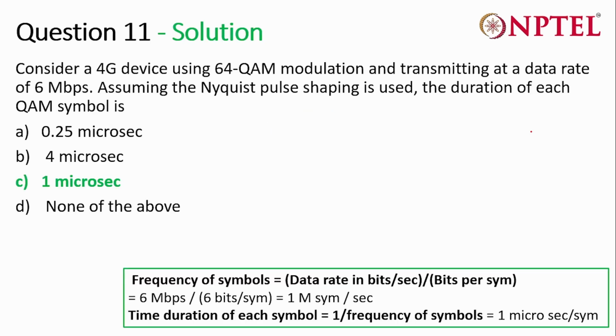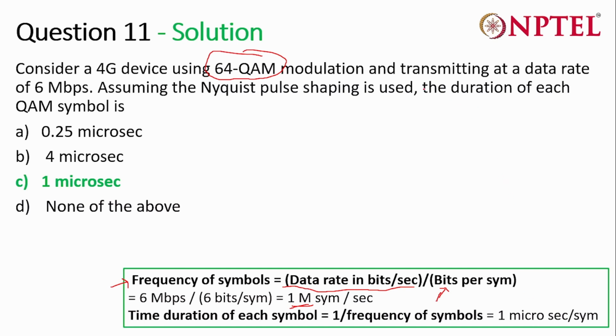So first what you have to find is the frequency. Then you could do 1 divided by the frequency of symbols. So how do you find the frequency? It's basically the data rate in bits per second divided by how many bits you have per symbol. What is our data rate? 6 megabits per second, right? Then how many bits do we have per symbol? It's a 64 QAM, so we're going to have 6 bits per symbol. Bits per second divided by bits per symbol gives us 1 mega symbols per second, right? So how can you find the time duration of each symbol? 1 divided by this. So you're going to get 1 microsecond per symbol.